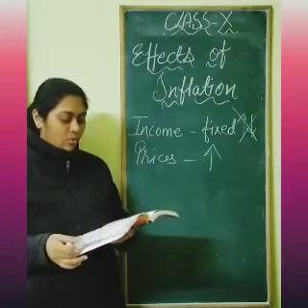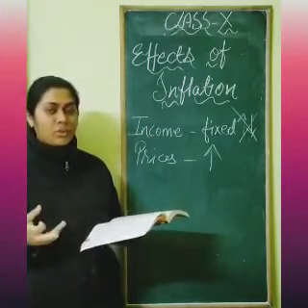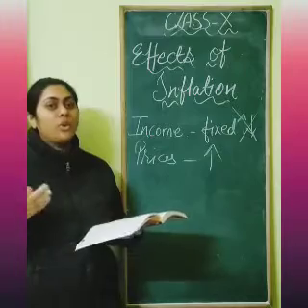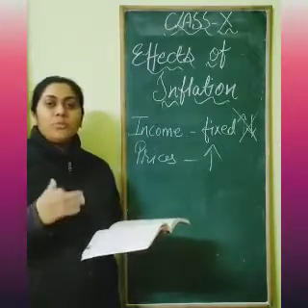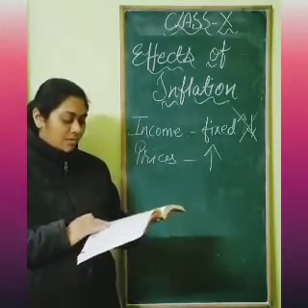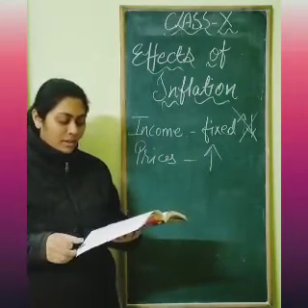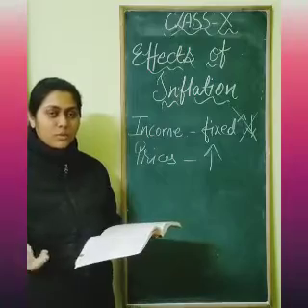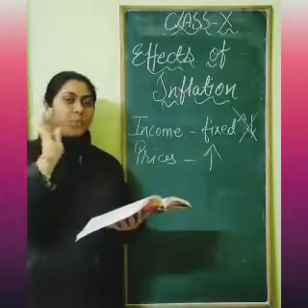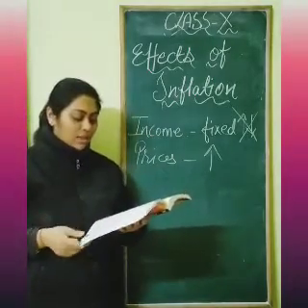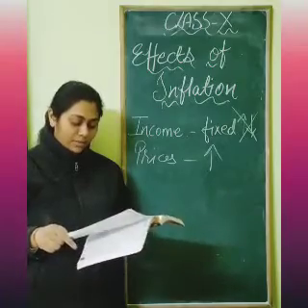Then we have control on population growth. Definitely population control is very important. If we don't control our population, situations will be out of hand. Then we have other measures, like punishment for hoarding. The people who go for hoarding, those who go for black marketing and all those things, punishments are given for that.